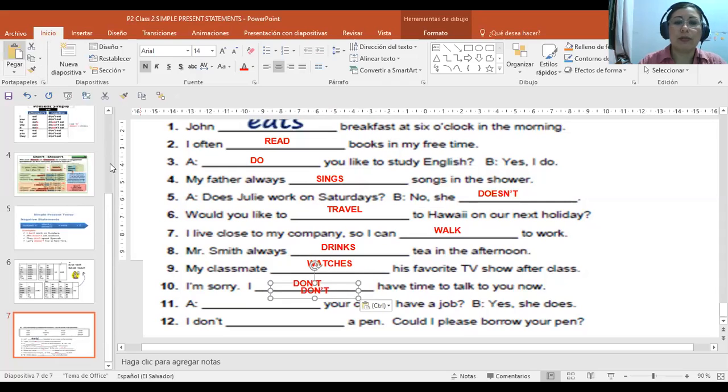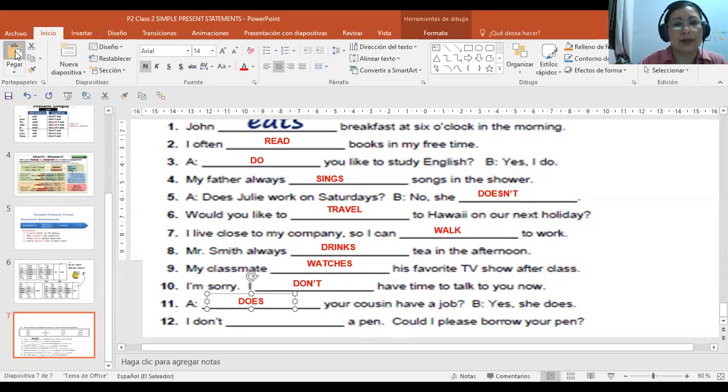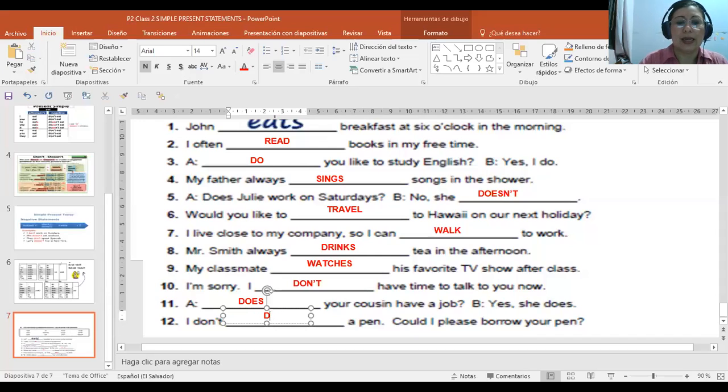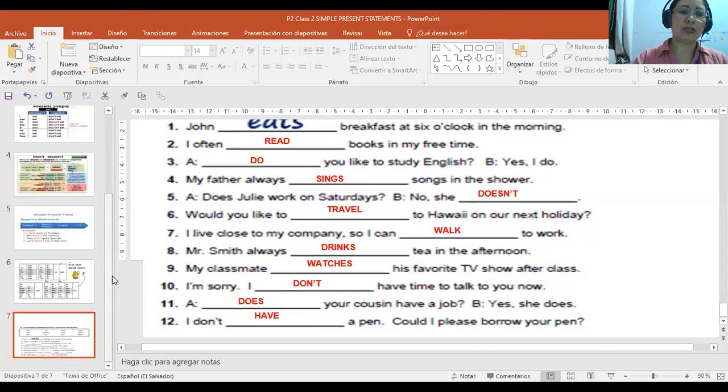Number 11, volunteer for number 11. Does your cousin have a job? Okay, because I'm talking about she, does your cousin have a job? Yes, she does. And the last one. Who can tell me? I don't have a pen. Could I please borrow your pen? Excellent. You did a great job, my dear participants. You complete the exercise, choosing the right verbs.